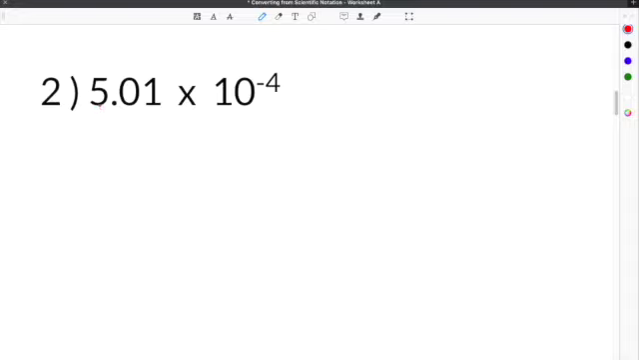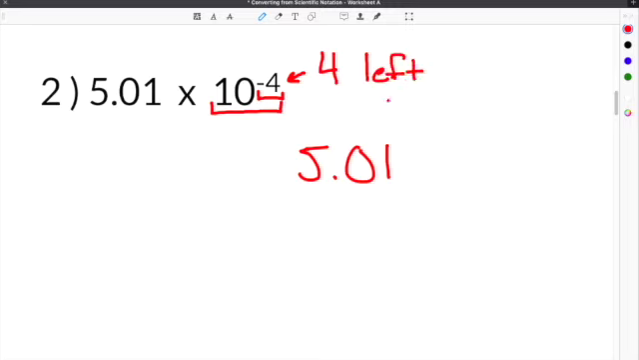Number 2 gives us 5.01 times 10 to the negative fourth. Now we already know where our decimal is located because it's given to us in the problem. So let's go ahead and rewrite our coefficient as 5.01. The power of 10 this time has an exponent of negative 4. This 4 means we're going to move the decimal 4 times, and because it's negative, that means we move the decimal 4 times to the left.